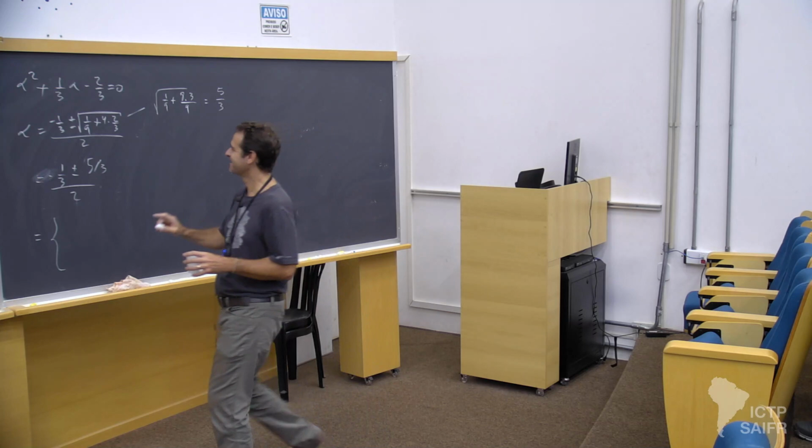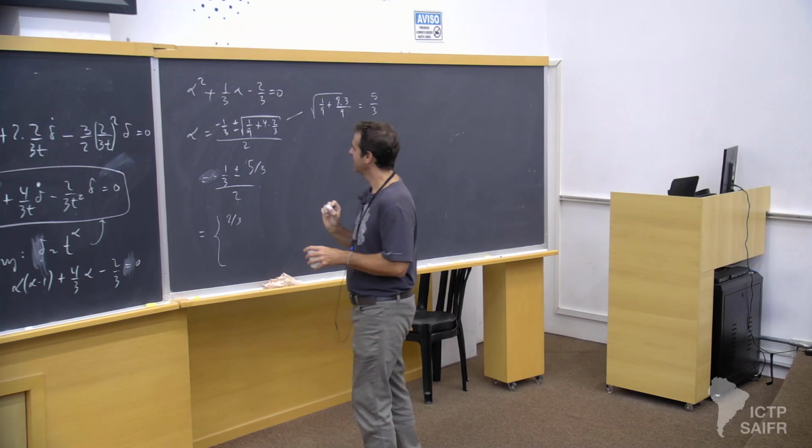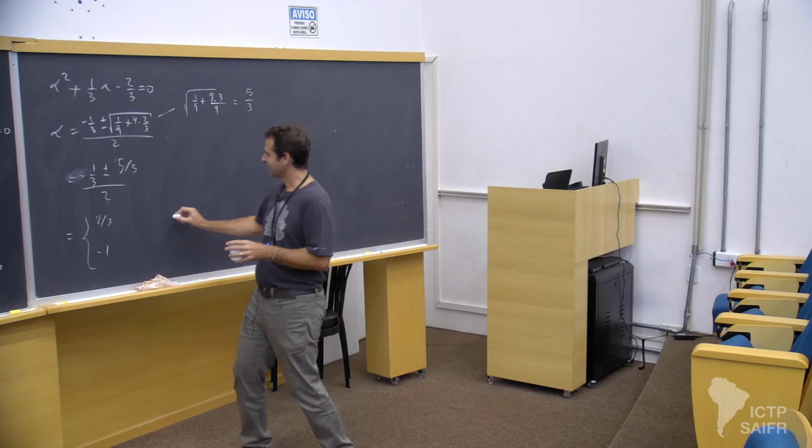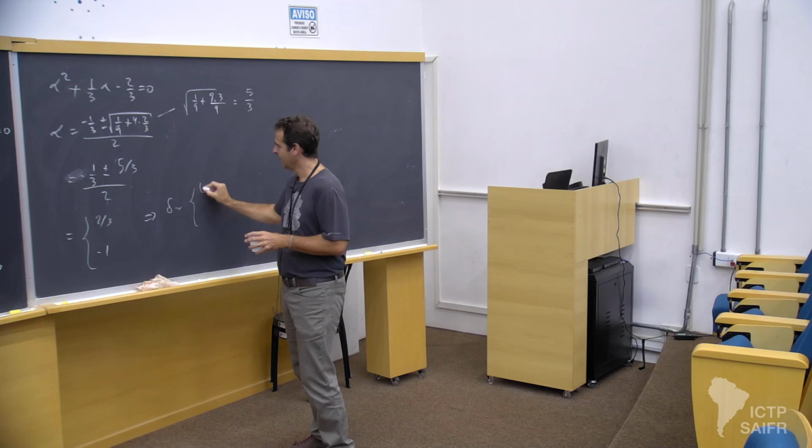Minus 1 plus 5/3, that's 4/3, so that's 2/3. And the other one is minus 1 minus 5/3, that's minus 6/3, that's minus 2, divided by 2, minus 1, right? Sorry, I'm kind of slow. All right, so delta has two solutions, of course, because it's a second order equation. One goes like t to the 2/3, and the other goes like t to the minus 1.